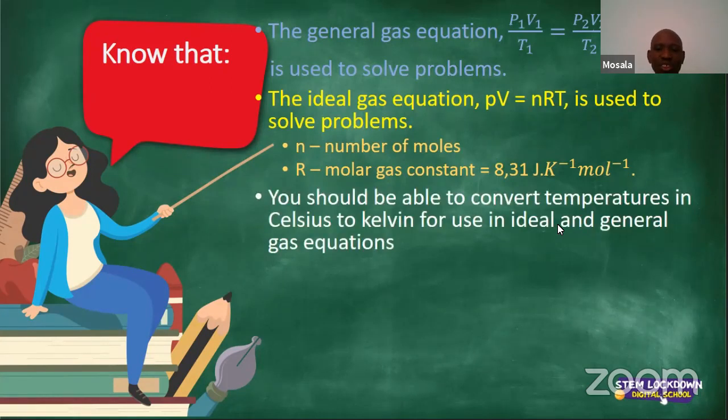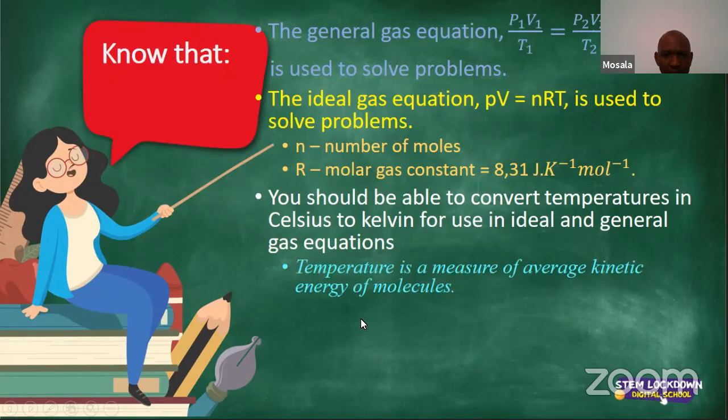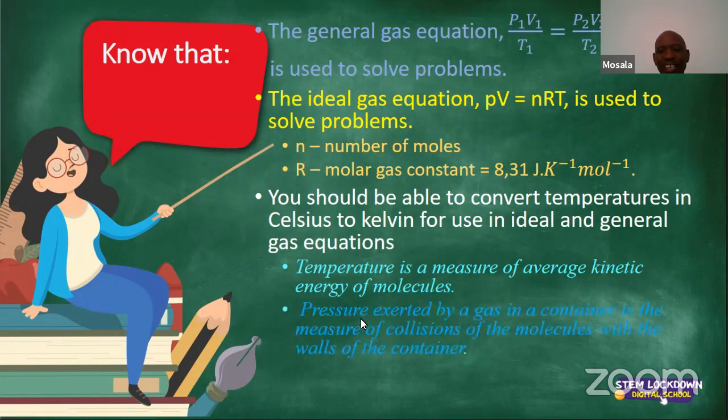Yes, I've said that you should be able to convert temperature in degrees Celsius to Kelvin for use in the ideal and general gas equations. So now, remember, temperature is a measure of average kinetic energy of molecules, and pressure exerted by a gas in a container is a measure of collision of molecules with the walls of the container and even among themselves.